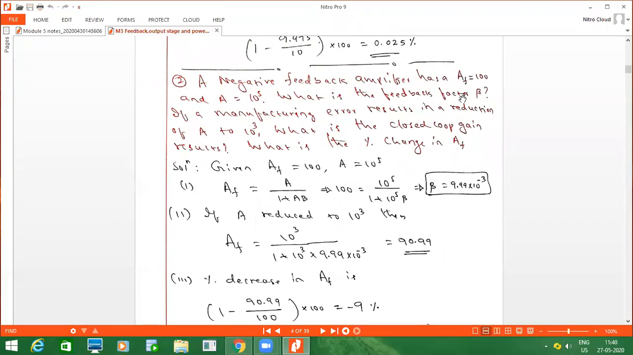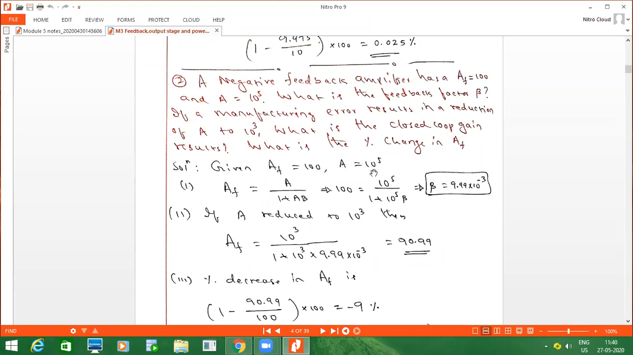What is the feedback factor beta? Beta we want to calculate. If a manufacturing error results in a reduction of A to 10 to the power of 3, that is, 10 to the power of 5 reduces to 10 to the power of 3, what is the closed loop gain result? That I want to calculate. What is the percentage of change in Af? Finally we have to calculate the percentage of change also. Anyway, only two quantities are known here, Af and A.